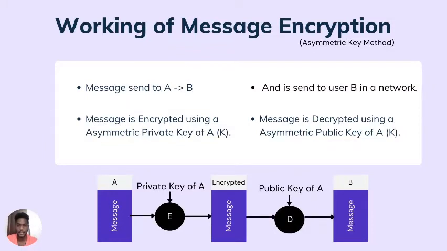So this is the asymmetric key method in message encryption. Here, as I said before, in the asymmetric key method, we will be using two keys, a public key and a private key. Here, user A encrypts the message using the private key of A, and sends the encrypted message to user B, where user B needs to decrypt the message. So he should only use the public key of A, because it is encrypted using the private key of A.